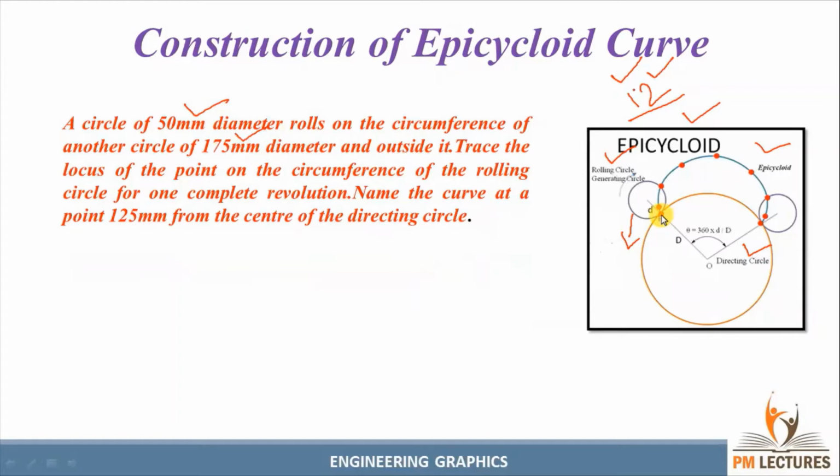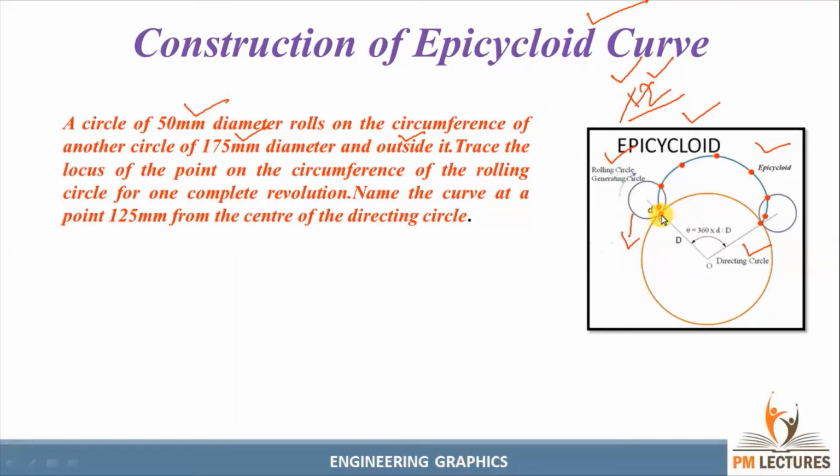So the first statement is over. And then second, it's outside. So the second condition is also satisfied. So we can say it is an epicycloid curve. The first statement itself provided very clearly that it is an epicycloid curve. So next we can continue the reading.